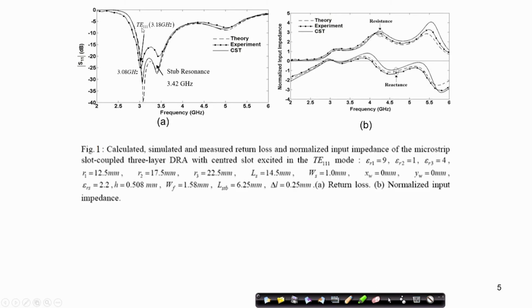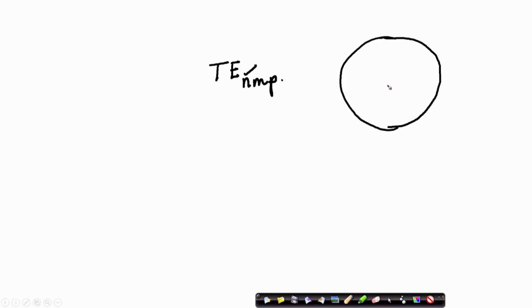So, the first mode is the TE111 mode. Now, what does this 111 stand for? The TE n m p. So, this stands for the order of the Bessel function. You see the dielectric resonator is like this. So, inside, the fields are expressed in this region. In this region the fields are expressed by functions j_n(kr).